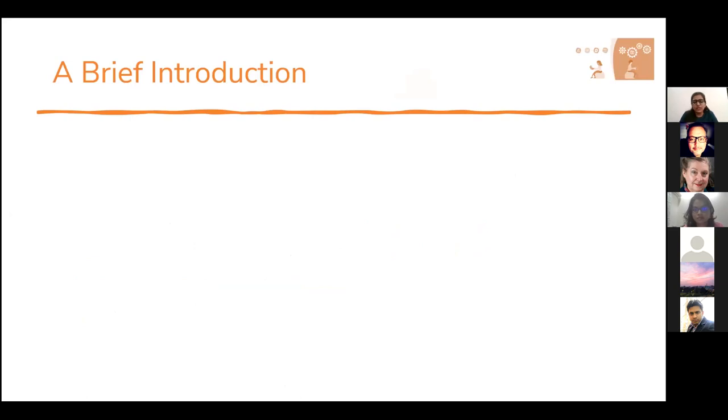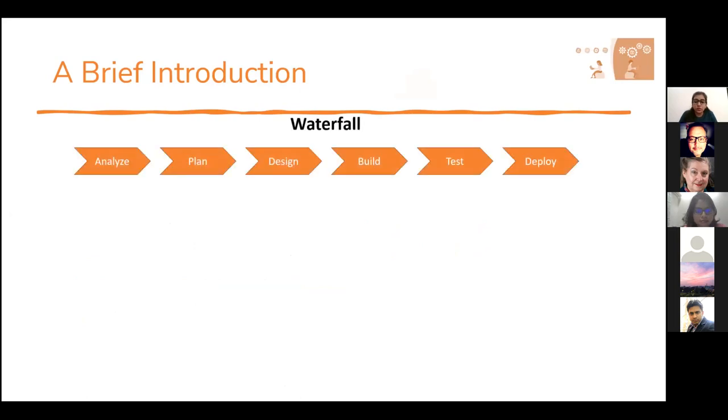So let's start by talking about the two most common development methodologies that we have. One being the waterfall. The waterfall was first used around 1956 and got more popular in the 1970s. It's a basic, simple end-to-end software development process. So if any new change needs to be introduced, it would take months to get that implemented.